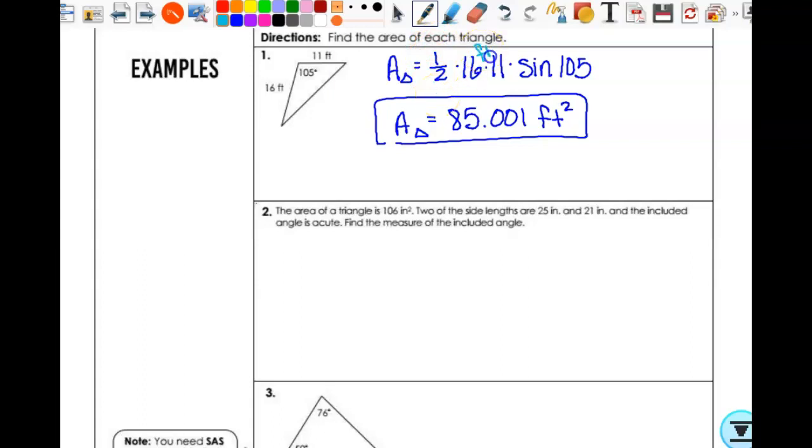This was 16 feet. This was 11 feet. This comes out to be a ratio that doesn't have units, so I have feet times feet. That's where you get your feet squared. Area is a two-dimensional measurement. Up until now, and for our purposes currently, area is always units squared.